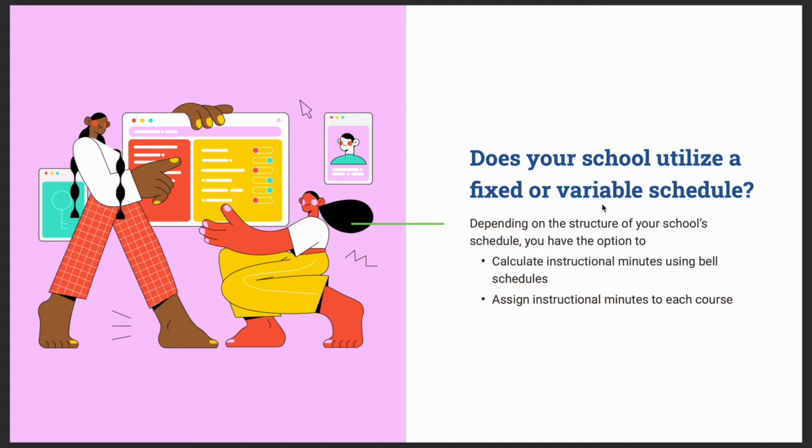So a couple of things to note here. The first decision you have to make is whether or not your school utilizes a fixed or a variable schedule. Depending on the structure of your school's schedule, you have the option to calculate instructional minutes using a bell schedule or assigning instructional minutes to each course.